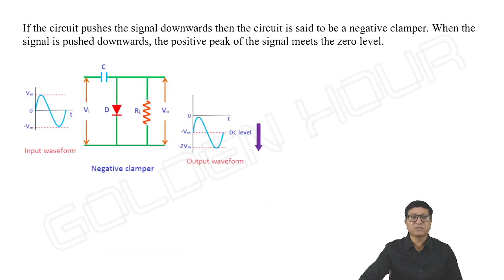Similarly, if the circuit pushes the signal downwards, here see the direction of the diode. It is directed downwards. So if you take its working, what you understand is the signal will be pushed down by an amount equal to the negative peak of the input. In this example, the negative peak is minus Vm. That is the DC added to the input, so that all positive peaks will touch the ground, or meet the 0 level. That's the idea here.